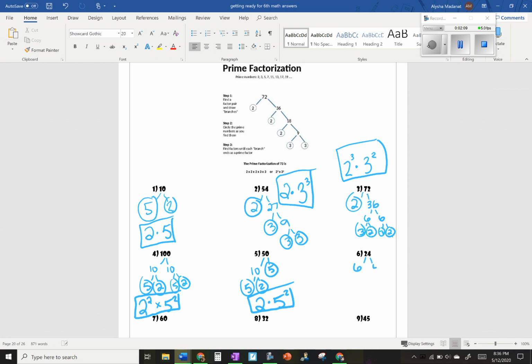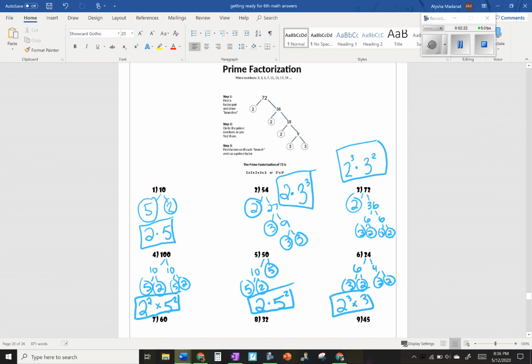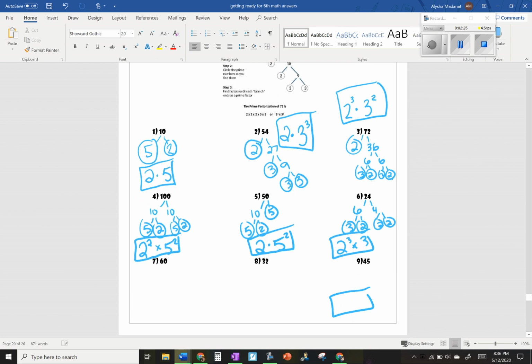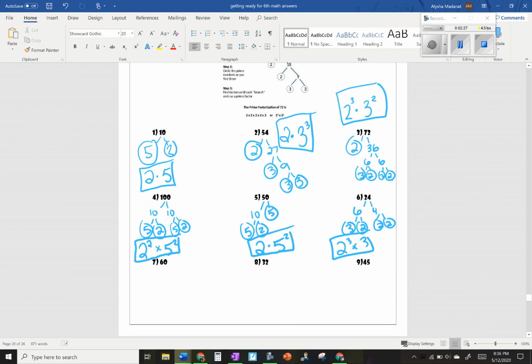24, you've got 6 and 4, they're both composites, so break them down to their primes. And 2 and 3 are prime, so we've got 2 to the 3rd power times 3. All right, 60, 10 times 6. 10 is going to be 5 and 2. 6 is going to be 3 and 2. These are all prime, so you could stop. 2 squared times 3 times 5 would be your answer.